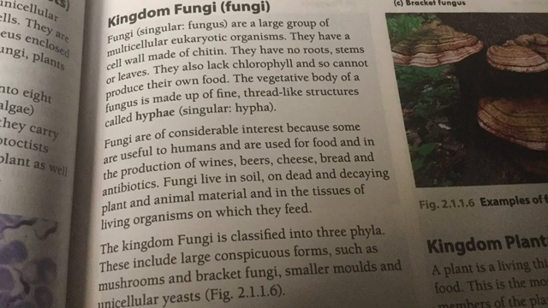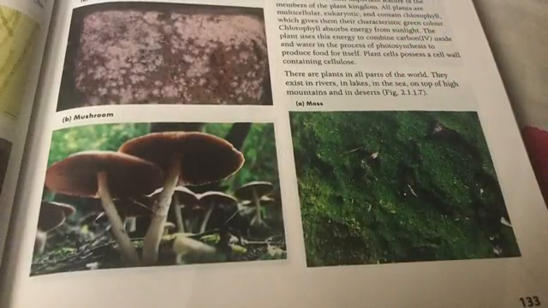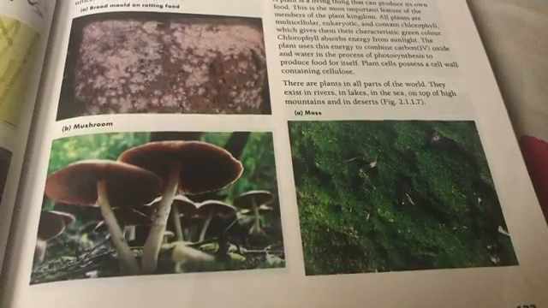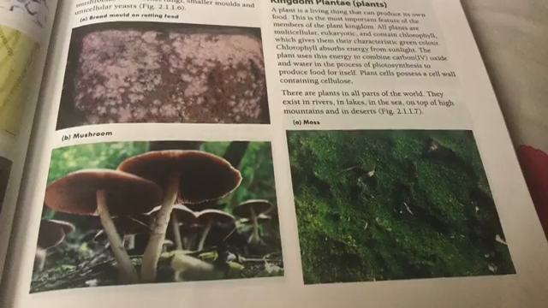Fungi are of considerable interest because some are useful to humans and are used for food and in the production of wines, beers, cheese, bread, and antibiotics. Fungi live in soil, on dead and decaying plant and animal material, and in the tissues of living organisms on which they feed. Kingdom fungi is classified into 3 phyla. These include large conspicuous forms such as mushrooms and bracket fungi, smaller molds, and unicellular yeasts. Have you ever had bread molds on your bread or seen mushrooms? These are all examples of organisms in the kingdom fungi.